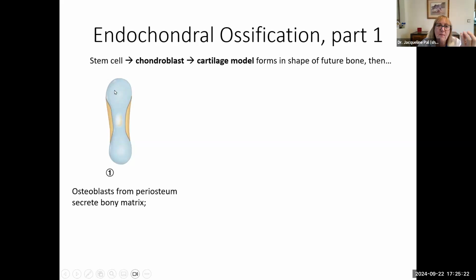And so remember that piece of cartilage would be surrounded by perichondrium. But because we're going to do ossification, we are now talking about those stem cells that were here surrounding that piece of cartilage that got the message to become chondroblasts. Now we're getting a new message.